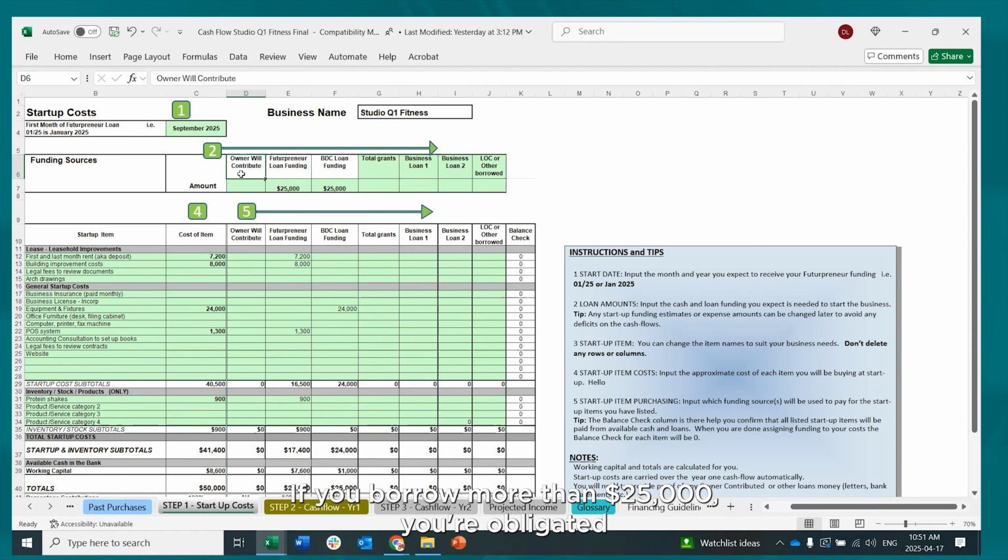If you borrow more than $25,000, you are obligated to put at least 10% of the total startup funds into the business. In this example, you will notice that the total startup funds requested is $50,000. They are obligated to put in $5,000 of their own money.